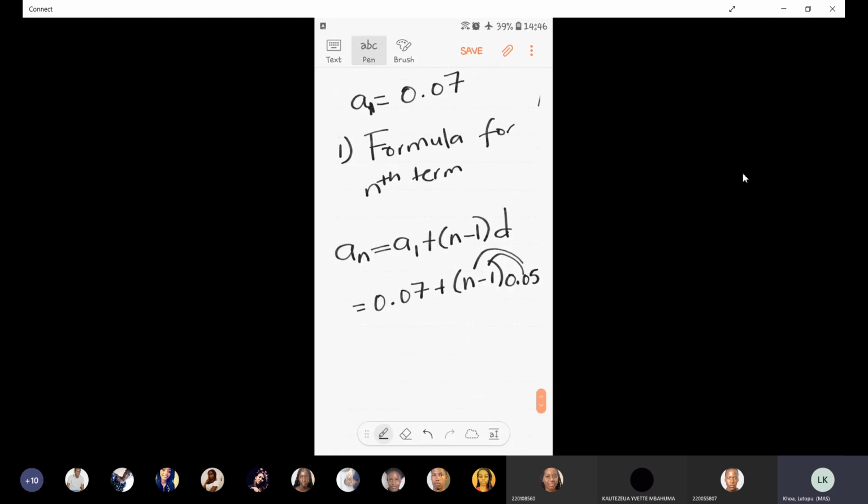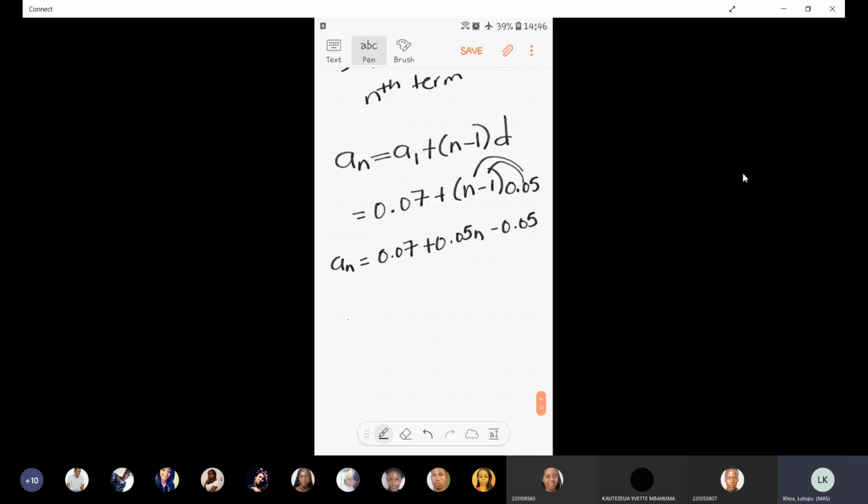Okay, so I can rewrite this so that it is as simplified as possible. So what I will have is an, this is 0.07 plus 0.05n minus 0.05. Then when I simplify this, I have an, this is 0.05n plus 0.02. So these two are like terms, so I can combine them and then I get 0.02. So that was the first part of the question.